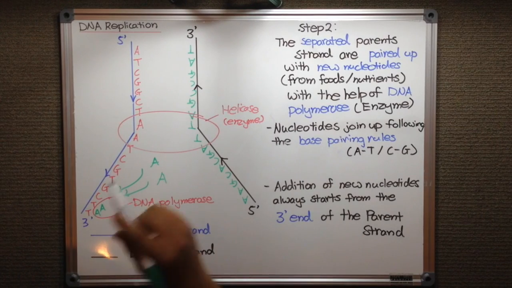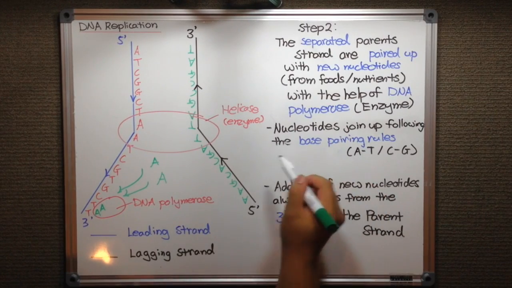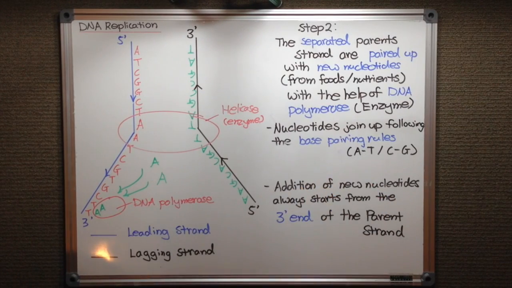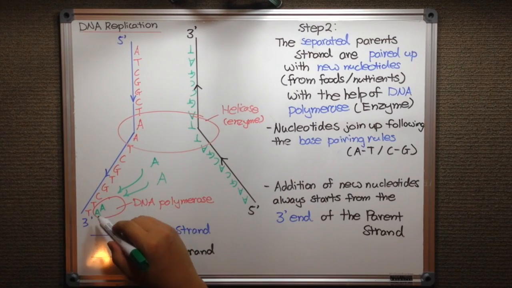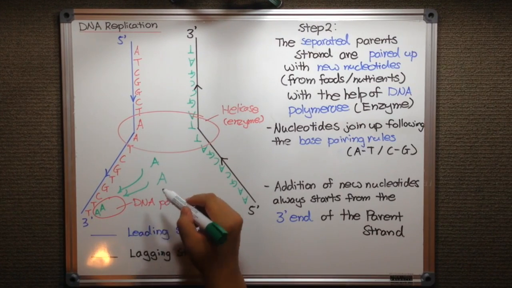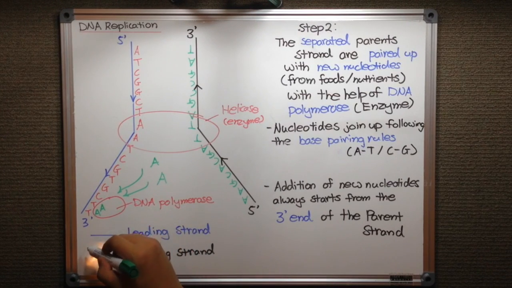Okay, so nucleotides join up following the base pairing rule. Again, it's ATCG. Now, the cool thing is, addition of new nucleotides always starts from the 3 ends of the parent strand. What does that mean? So it always starts from the 3 ends. So for example, in this case, DNA polymerase is running upwards.